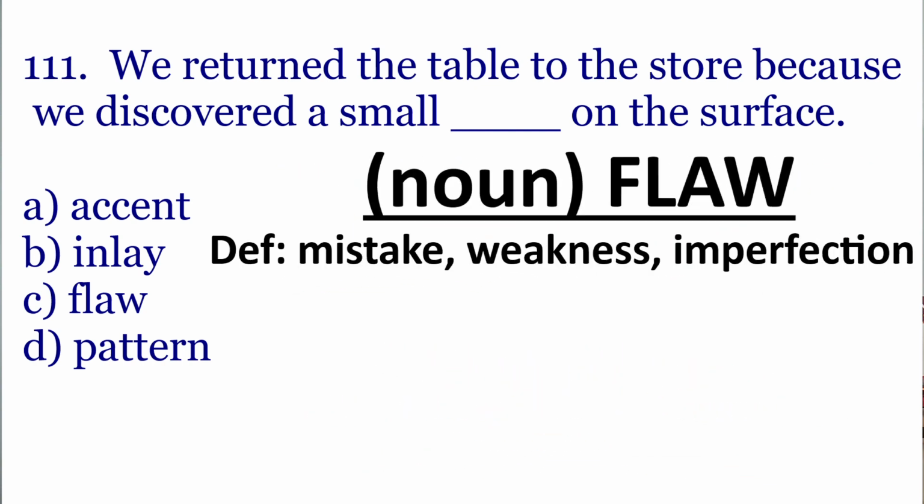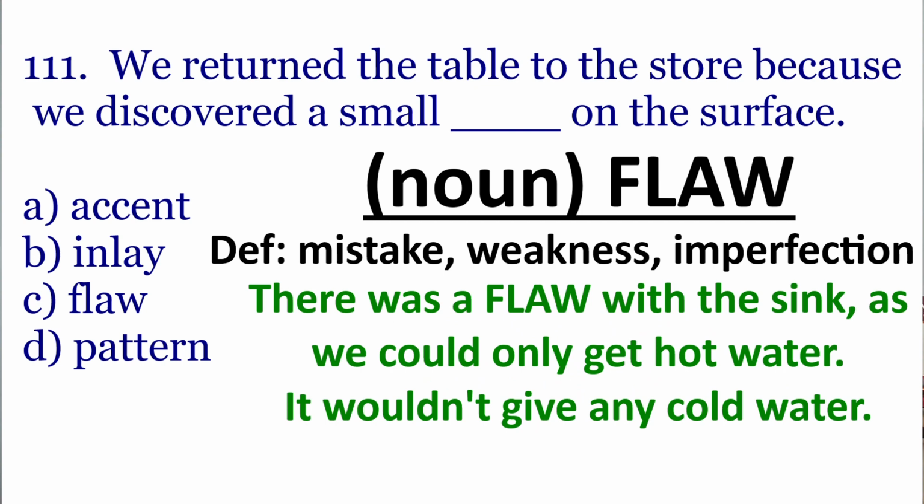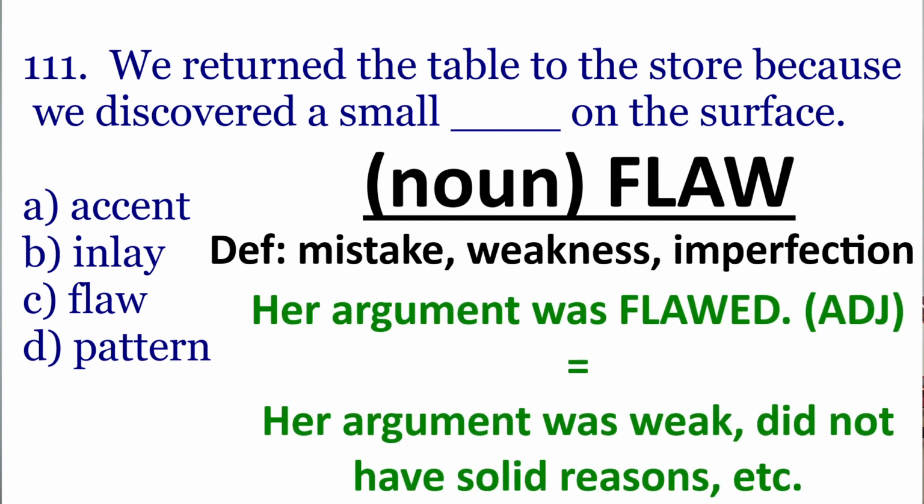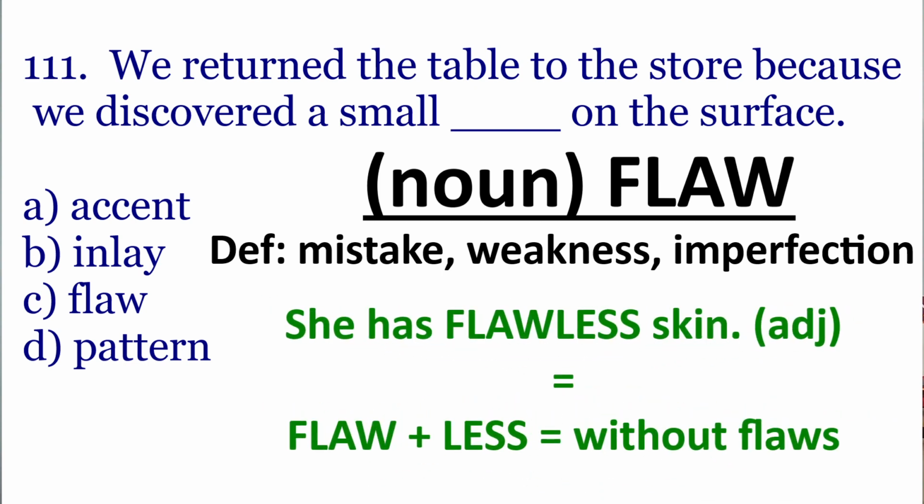A flaw is a noun, that is something that is wrong, something that isn't perfect. For example, there was a flaw with the sink. We could only get hot water. We couldn't get cold water. So there was a problem. So that is using the noun form. If we use the adjective, we could say her argument was flawed. So her argument was weak, not strong. Or she has flawless skin. So that means perfect skin, because flawless is without flaws, without mistakes, without problems.